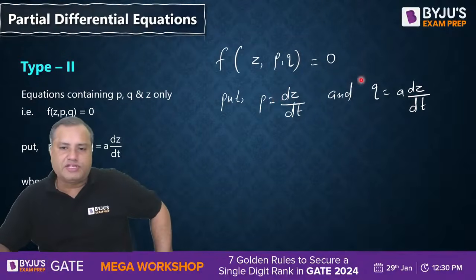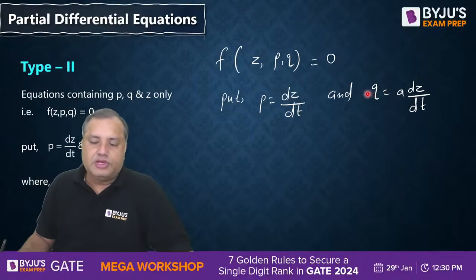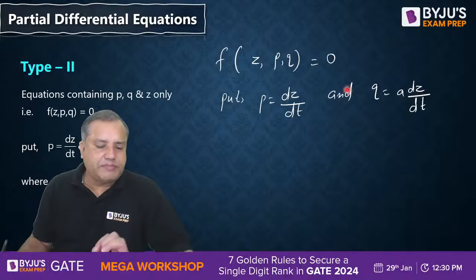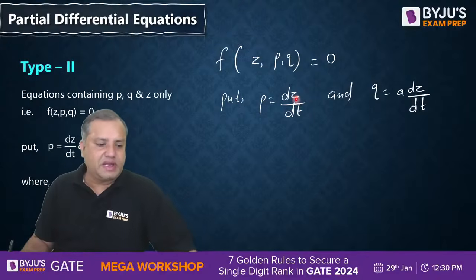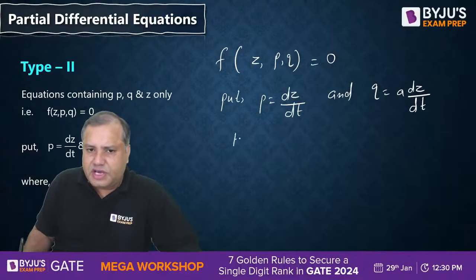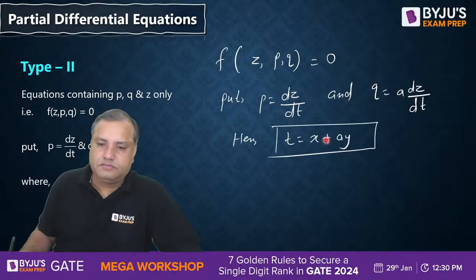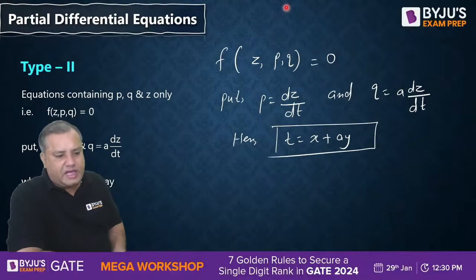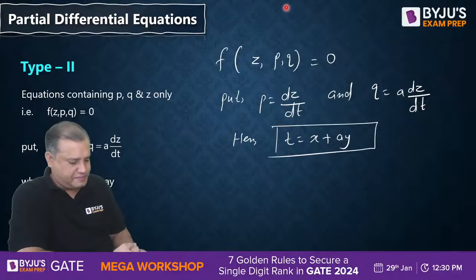Once you substitute this, you will get a simple differential equation in Z and T. Here, what is T? T is equal to x plus ay. Wherever you have T, that T should be replaced by x plus ay.